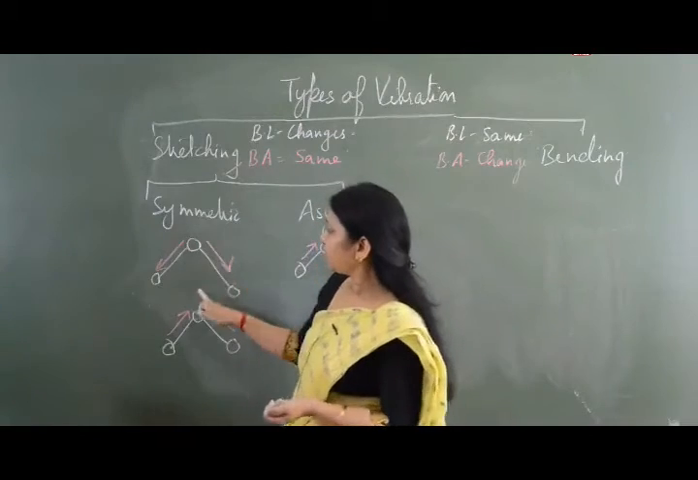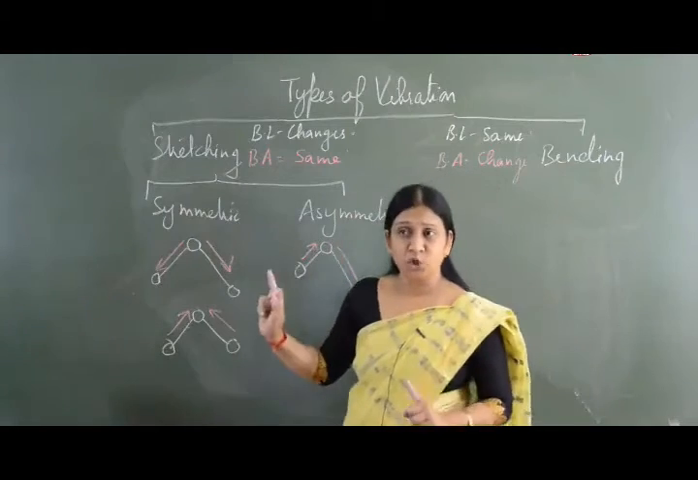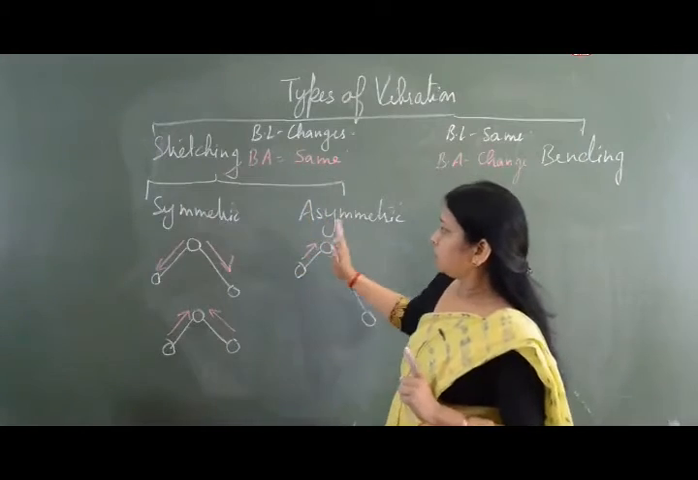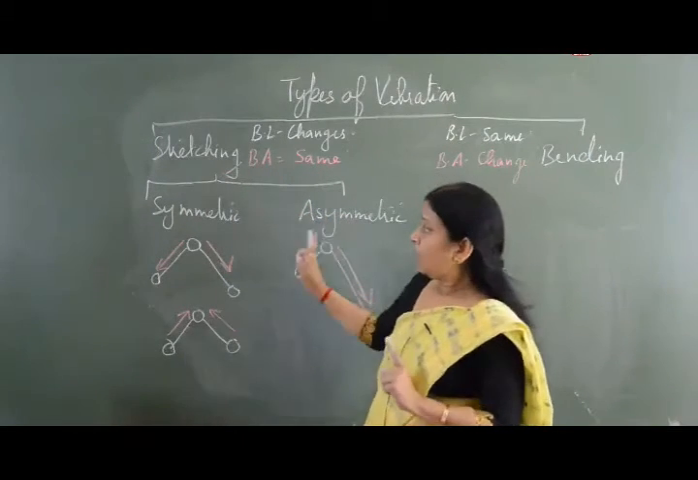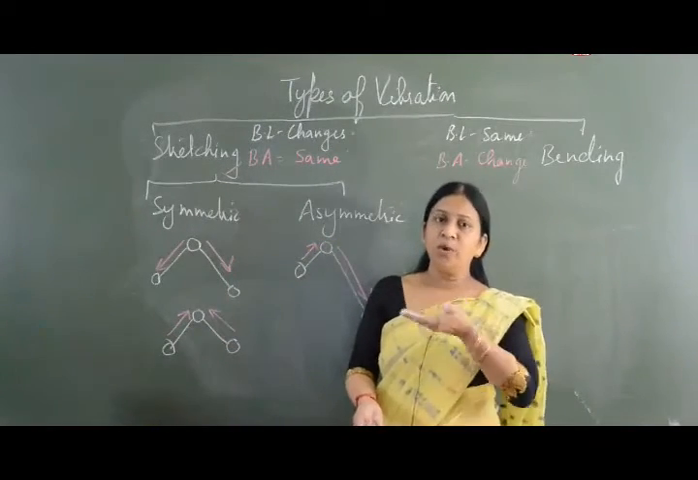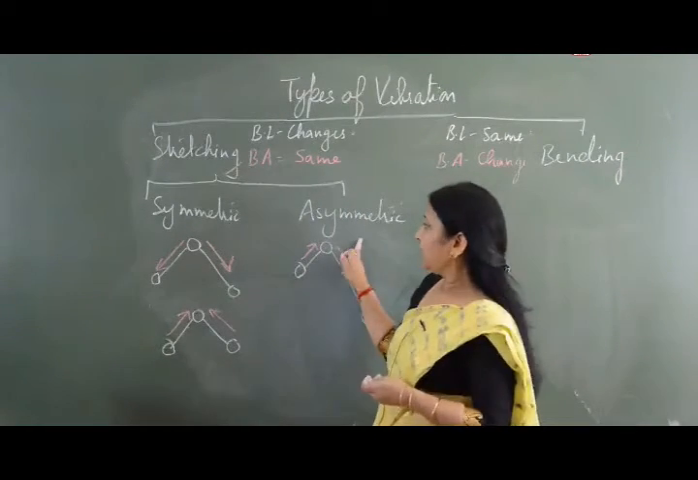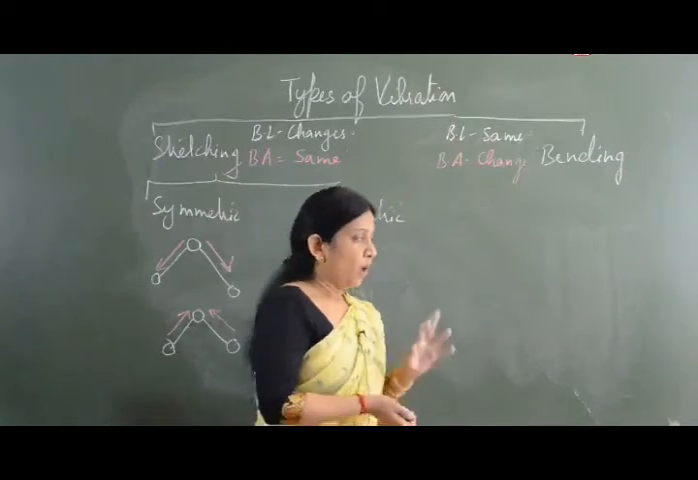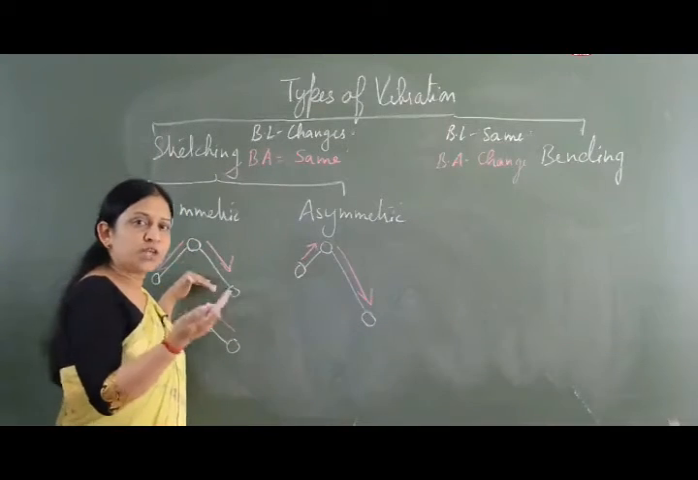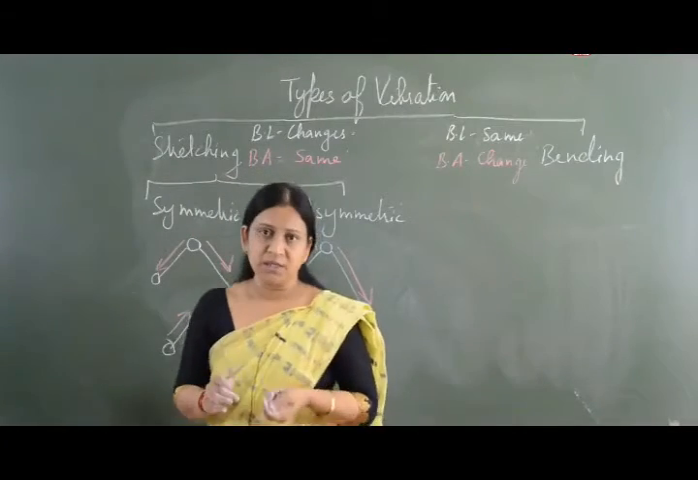In case of stretching, what is happening? Bond length is going to change, whereas bond axis is going to remain the same. Then stretching is of two types: symmetric and asymmetric. In symmetric stretching, both the bonds are stretched or both the bonds are compressed. In case of asymmetric stretching, one bond is compressed and the other is stretched.